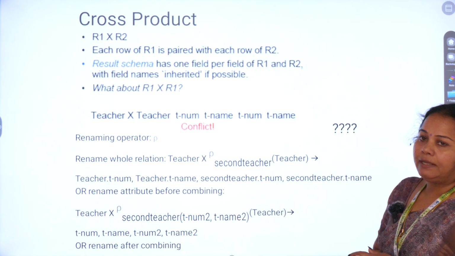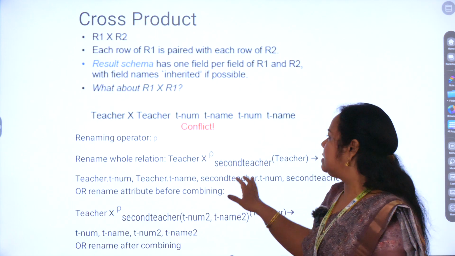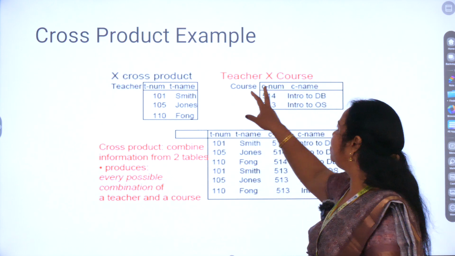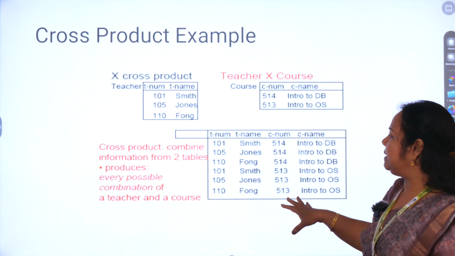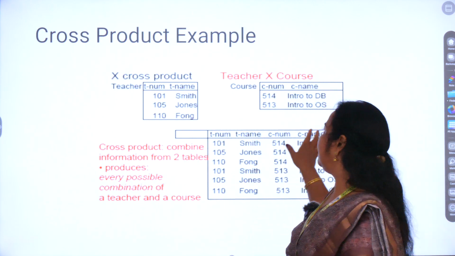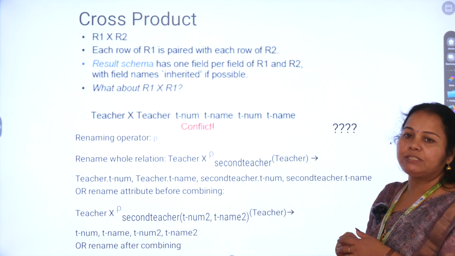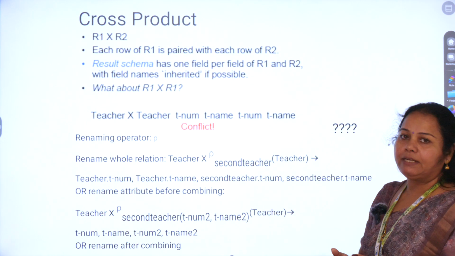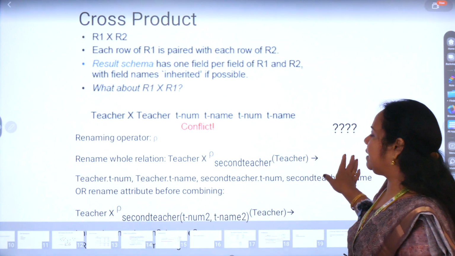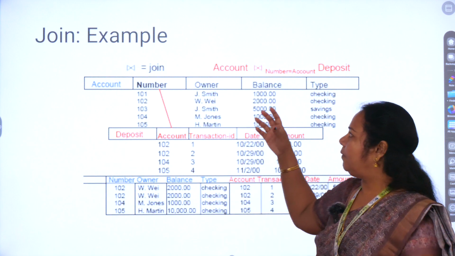So when I told you when we have to use the rename operator. Suppose if we take the product of these relations, teacher and course, we can get these 6 tuples, that's no conflict. But if we multiply the teacher with the teacher, we can get a conflict with the attributes. So we have to change the name of the relation. At that time we can use the rho operator to rename the relation. So next is the join operator.